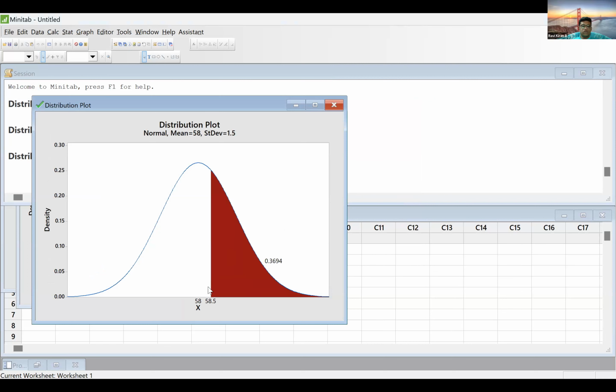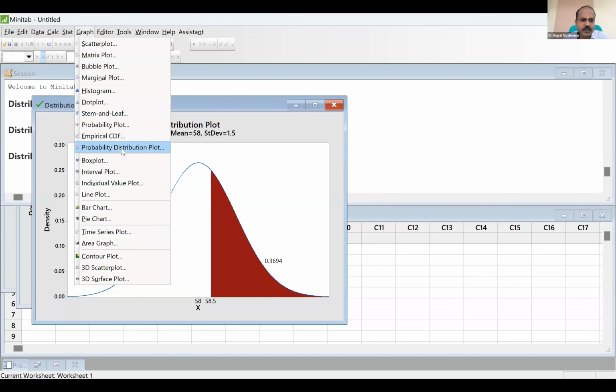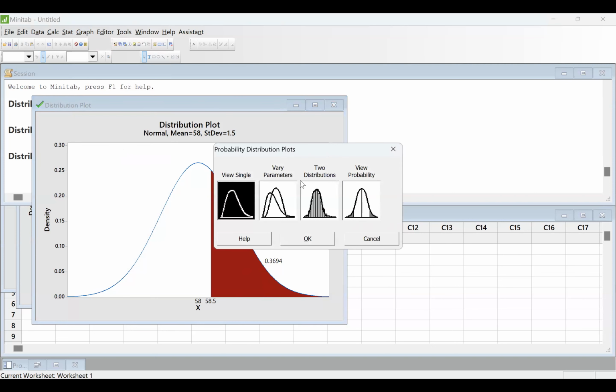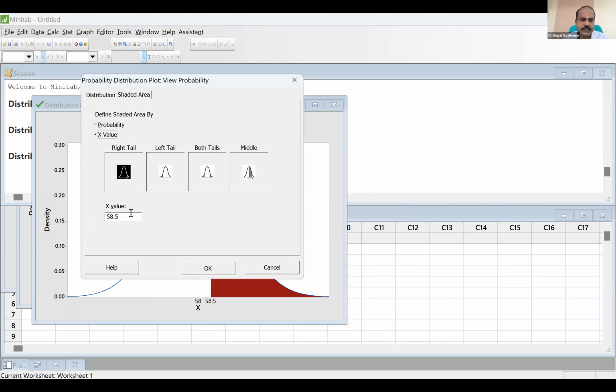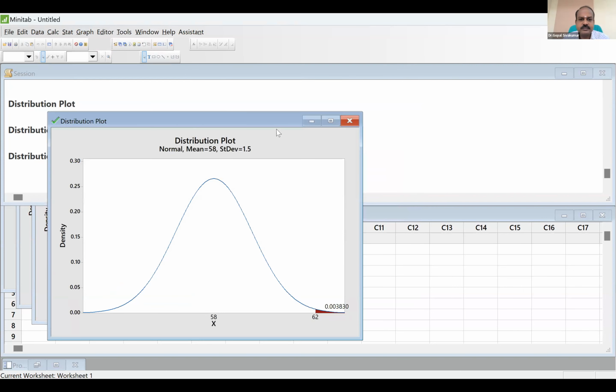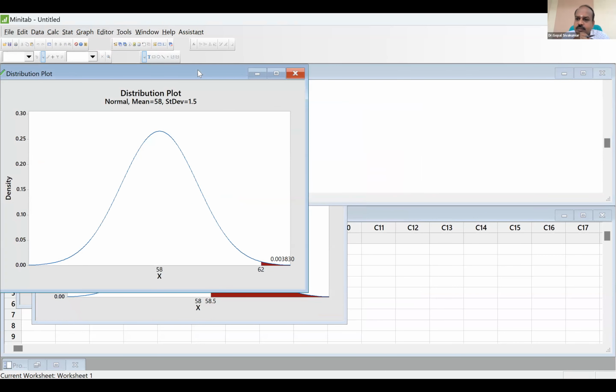Yes or no? What was the right side confidence limit? Do you remember? 61, right? Okay. Graph, probability distribution plot, view probability. Now let me put a number higher than 61. So let me put 62. Okay, now tell me, what is the probability you are seeing now? 0.0, not the 0.3, you have to read fully.